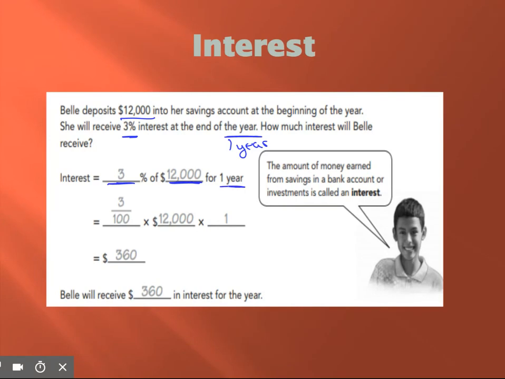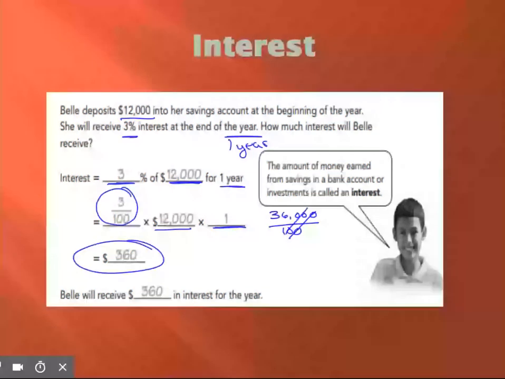So we're going to put 3% as a fraction, multiply times 12,000, and because it's 1 year, we're multiplying by 1. So if we went straight across here, we would get 36,000 over 100. And then this is where the division comes in. This is a nice easy one where we can cancel out some zeros. And you see the final answer is $360. So she would earn $360 in 1 year.